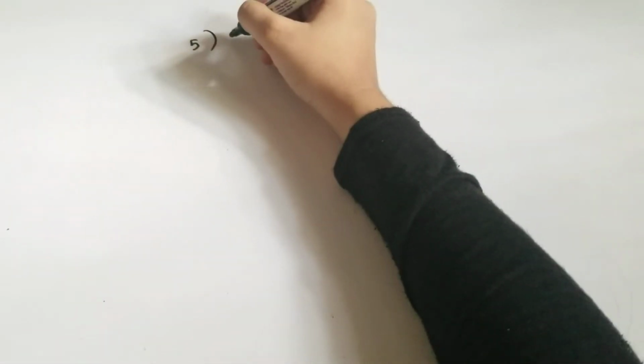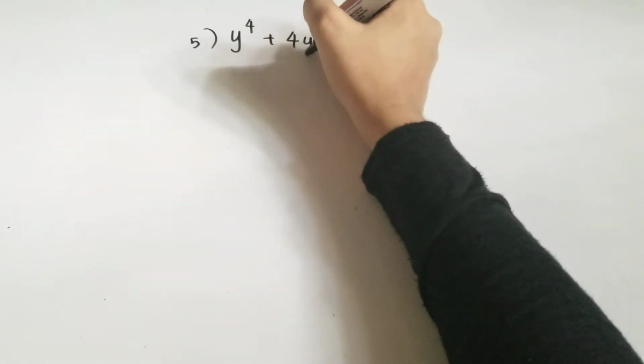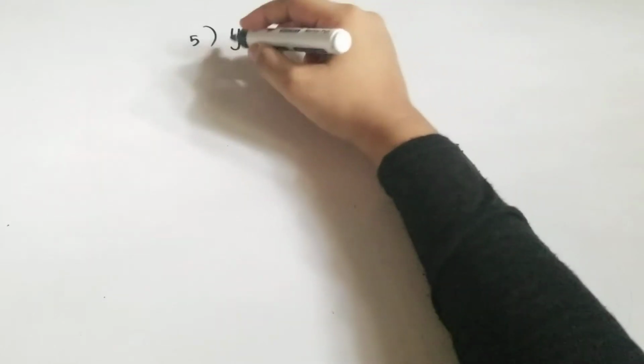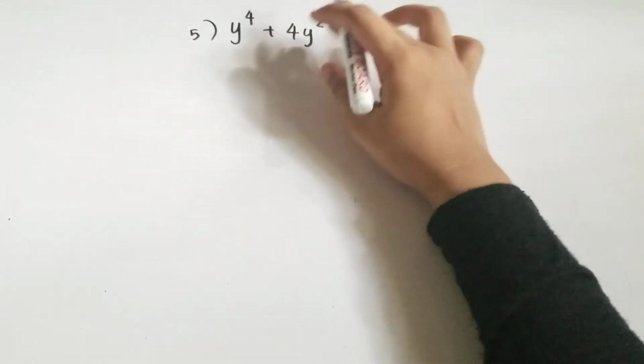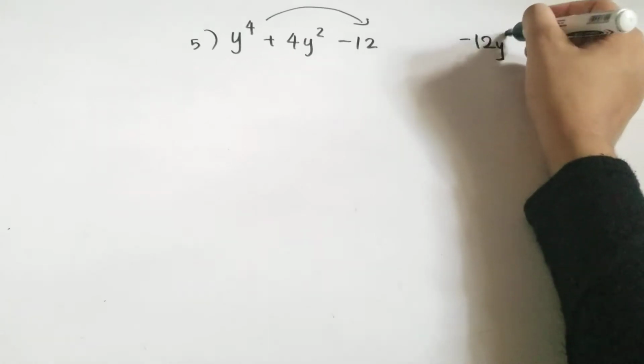Now I'll teach you a short method to solve these problems. Not for this question, we can do it, but we'll see this one: y to the power 4. This one is a different one. Y to the power 4 is there, so we get minus 12y to the power 4.